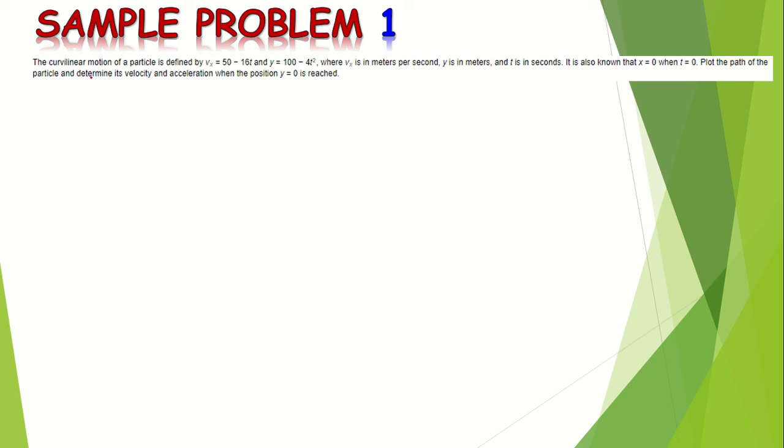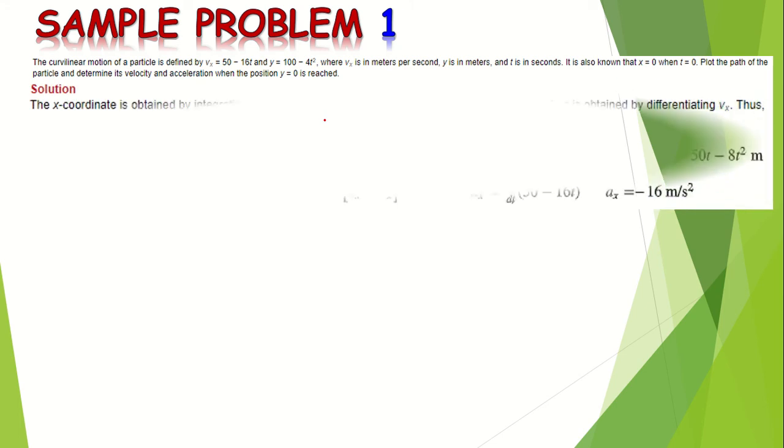Alright, so this is the problem, class. The curvilinear motion of a particle is defined by Vx equal to 50 minus 16t and y equal to 100 minus 4t squared, where v sub x is in meters per second, y is in meters, and t is in seconds. It is also known that x equal to 0 when t is equal to 0. So plot the path of the particle and determine its velocity and acceleration when the position y equal to 0 is reached. Okay, so this is our solution.